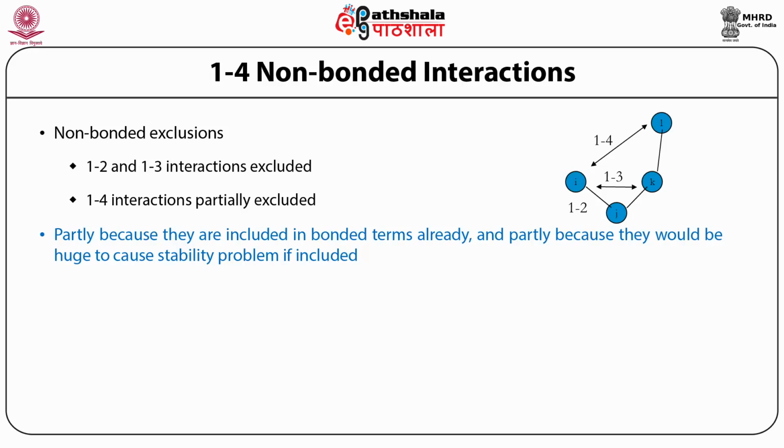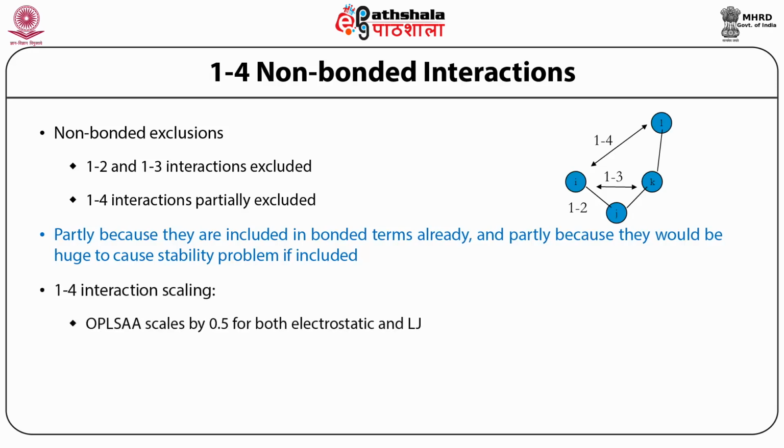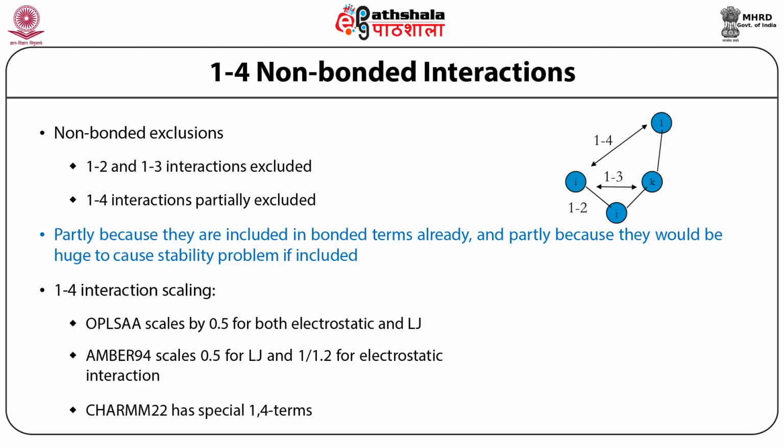Hence, some of the software packages, and the potential energy expression in OPLS, scale this interaction by 0.5 for both electrostatic and LJ potential. AMBER also scales by 0.5 for LJ and by 1 over 1.2 or so for electrostatic. However, CHARMM has a special term derived for 1-4 interactions.